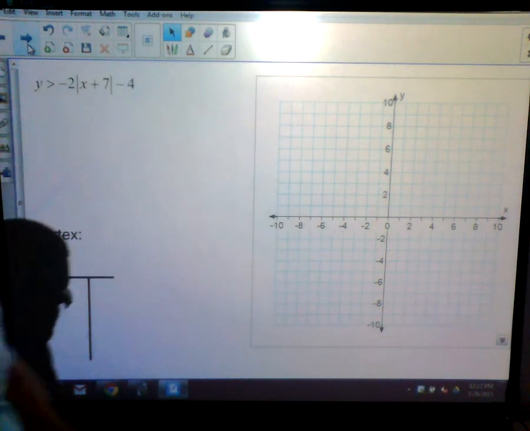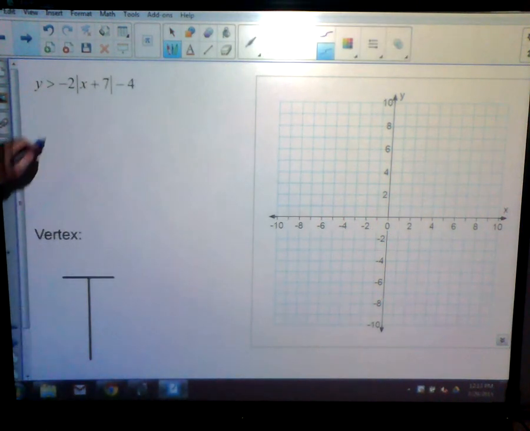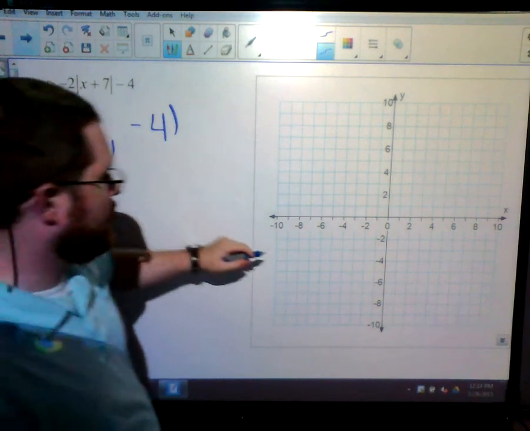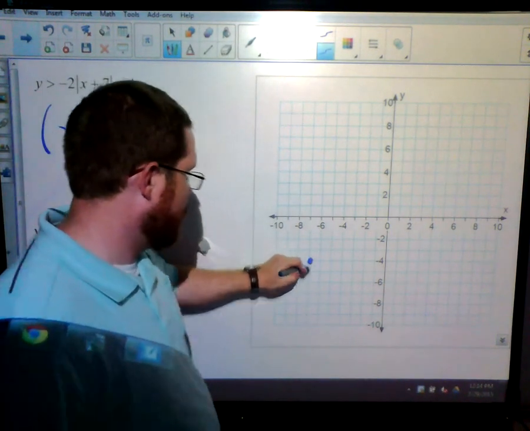Let's take a look at this one. What number would make the inside 0? Negative 7. If you plug negative 7 back in, you get negative 4. So negative 7, negative 4.